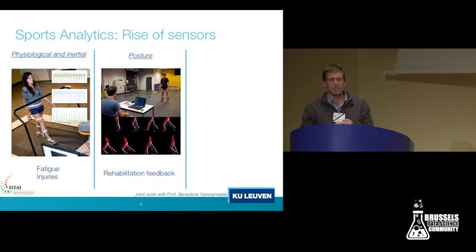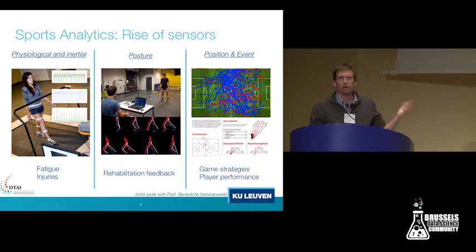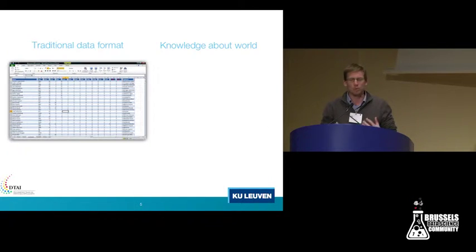So let me give 3 examples. And this goes very fast now. You have physiological and inertial sensors that you can use, but also posture. These are very different measurements, but we can do very different things with them. The first we can use for fatigue or injuries, and this is joint work with FABER, the people of physical sciences. But we also have position and event data. We can look at game strategies. How is a player performing, not only physically, but also in the game? How is he or she positioning themselves towards the other players?